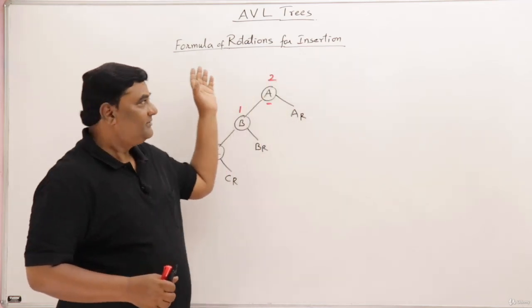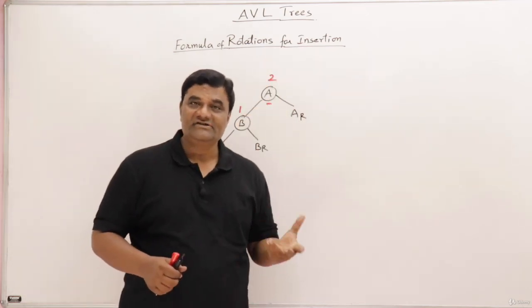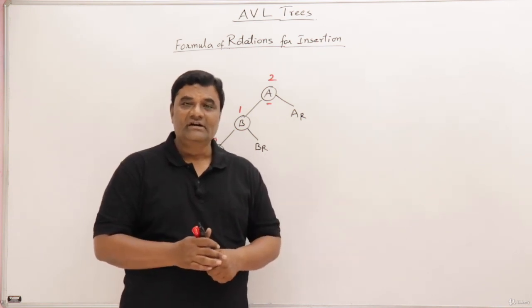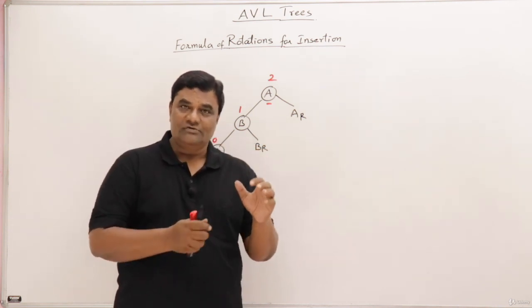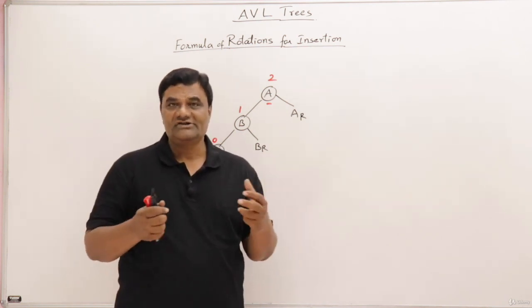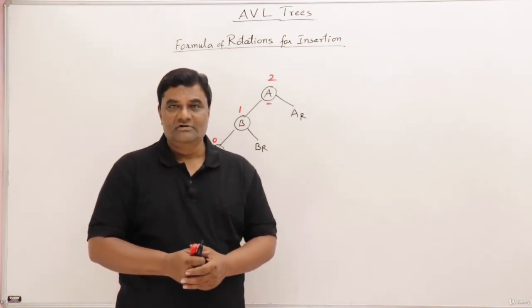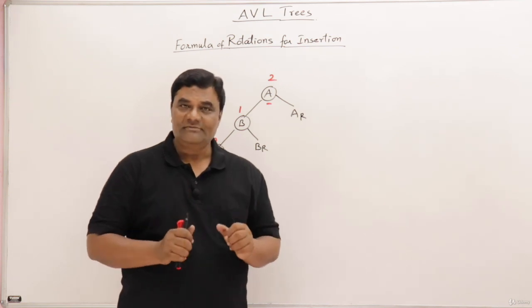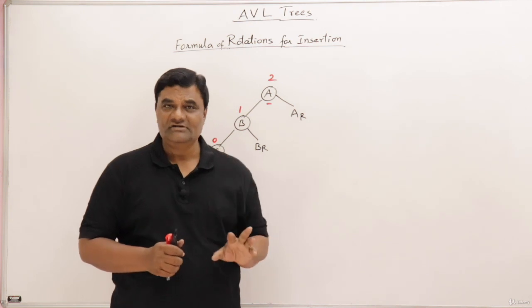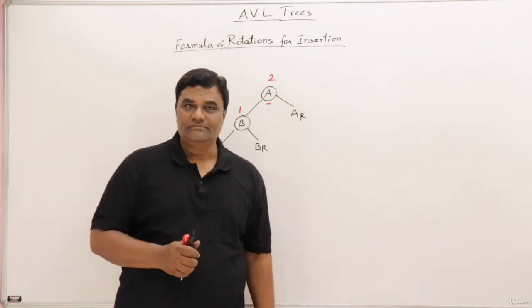So the topic is formulas for rotation at the time of insertion. We have already seen 4 rotations, upon only 3 nodes. If there are many nodes in a tree, then how should rotation be performed? For that we will look at a formula. I will show you only 2 formulas, one for LL rotation and one for LR rotation. The same thing applies for the other 2.